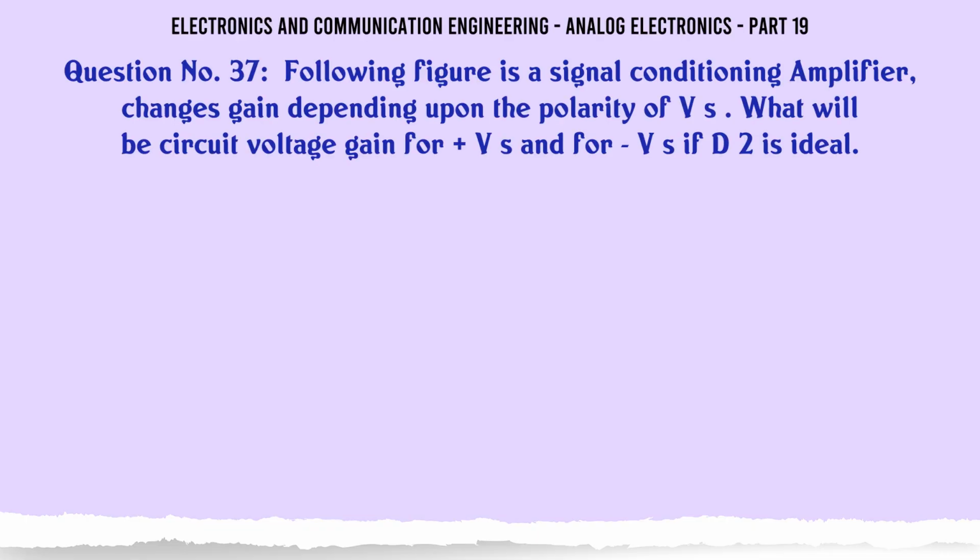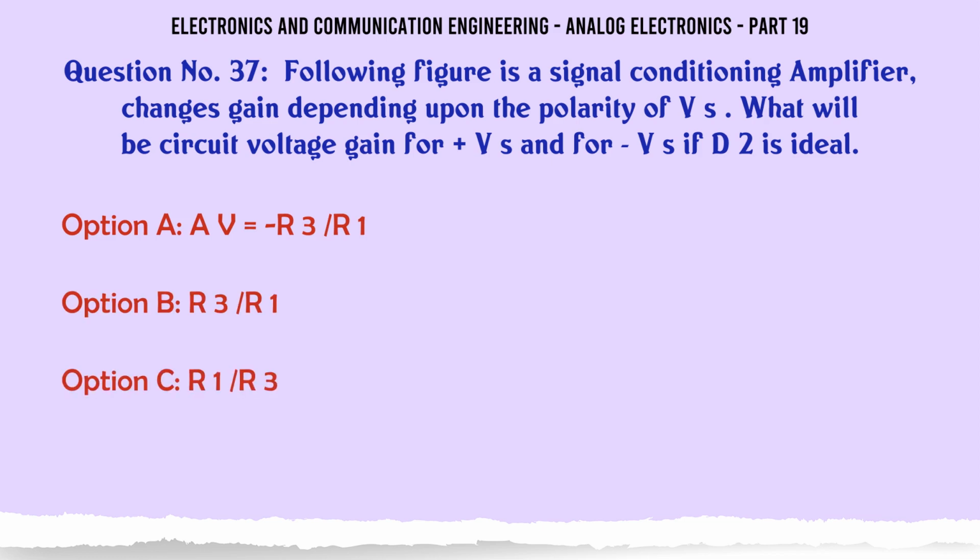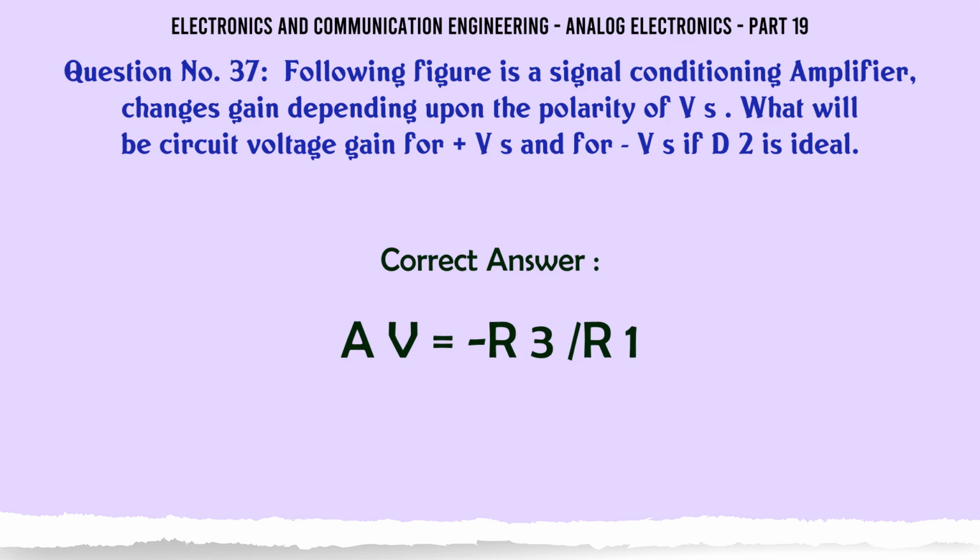Following figure is a signal conditioning amplifier, which changes gain depending upon the polarity of Vs. What will be circuit voltage gain for positive Vs and for negative Vs if D2 is ideal? A. -R3/R1, B. R3/R1, C. R1/R3, D. 1 + R3/R1. The correct answer is A.